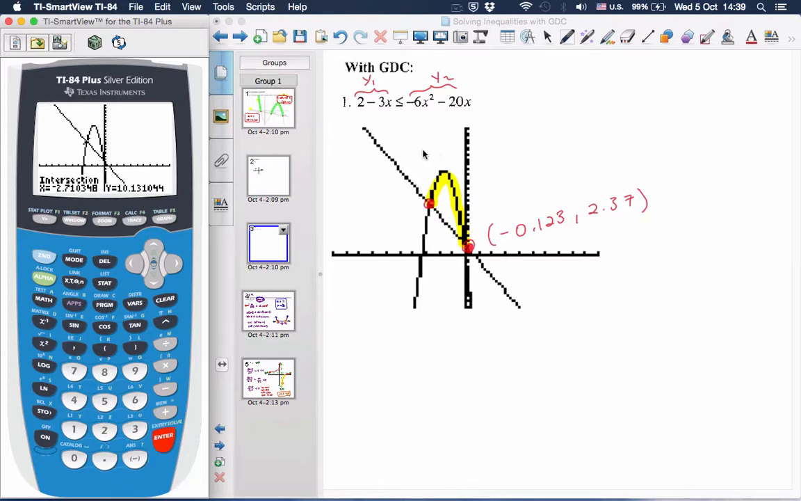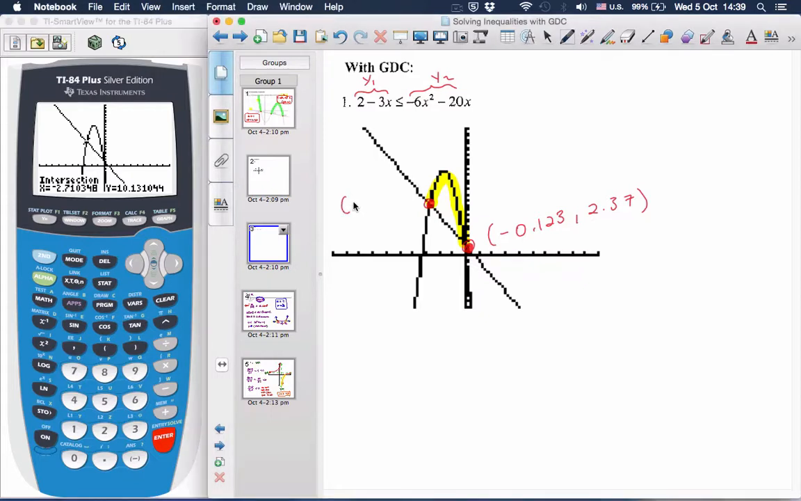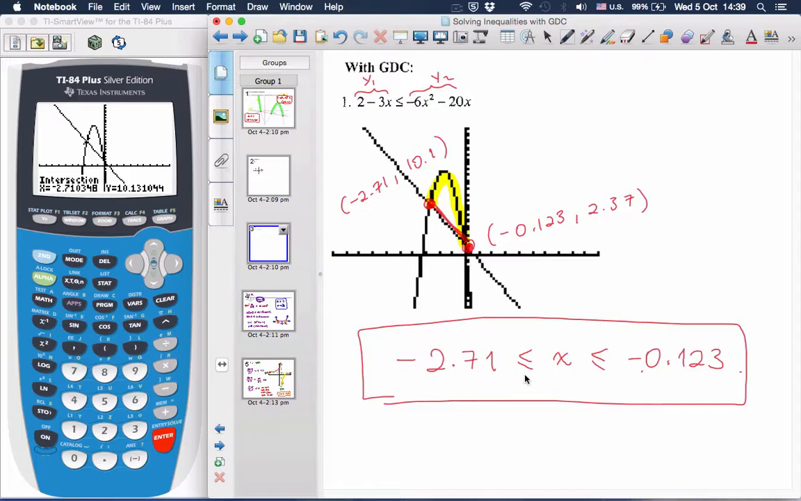And the second one is -2.71, 10.1. Okay, to three significant figures. Because the interval I'm looking for is right here, I'm going to write -2.71 less than or equal to x less than or equal to -0.123. And the endpoints in this case are included because here it's less than or equal to.